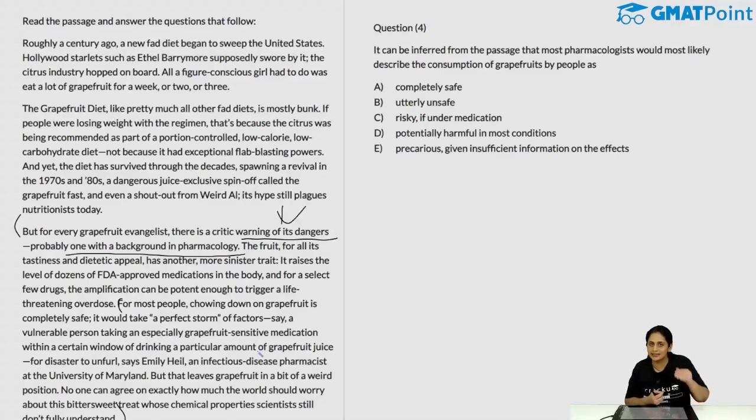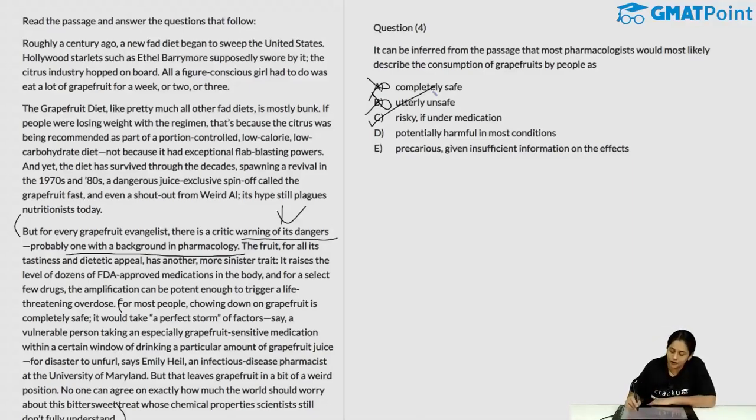So it's not risky in and of itself. It's not that you eat a grapefruit and you'll die. But under certain conditions, it can be life-threatening. So let us take a look at the options. Completely safe? No, there is a risk involved. Utterly unsafe? Absolutely not. It is safe in most cases, except for certain cases where it is life-threatening. Risky if under medication. This actually captures it. If you are under certain medication, this could be potentially life-threatening. So this actually captures what their stand would be, that there are risks involved.